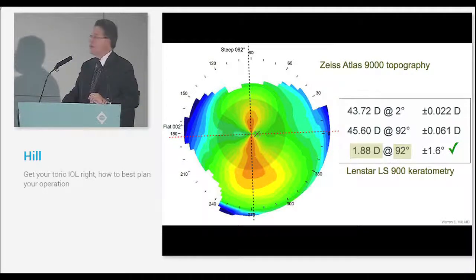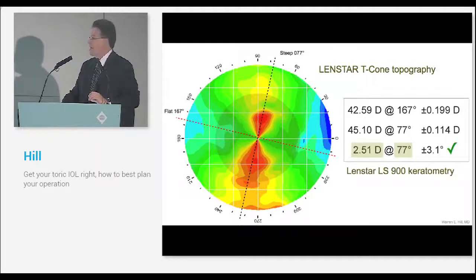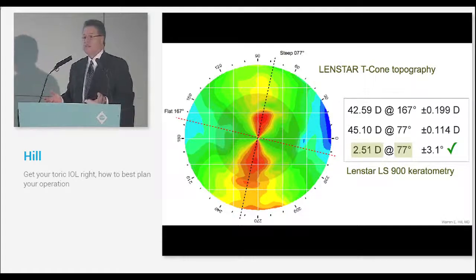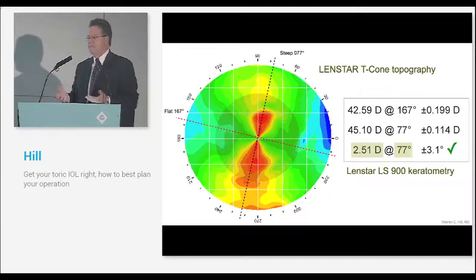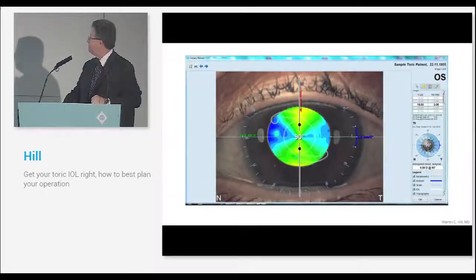Now let's see what it looks like with the T-cone. There's a T-cone patient. You notice it looks exactly the same. So basically what you now have on the Atlas topographer, the LenStar biometer, is the addition of a topographic map. We like to kid around and say it's like a Swiss Army knife. Basically you have topography, you have biometry, you have keratometry, you have everything.